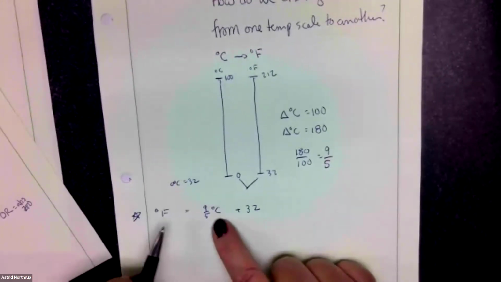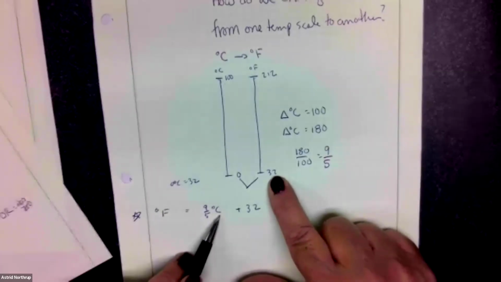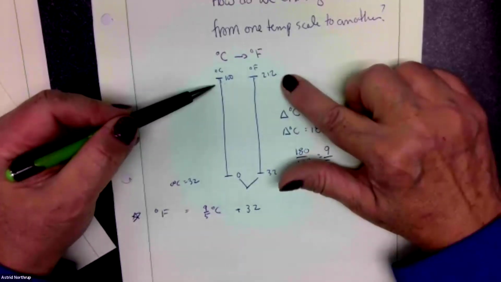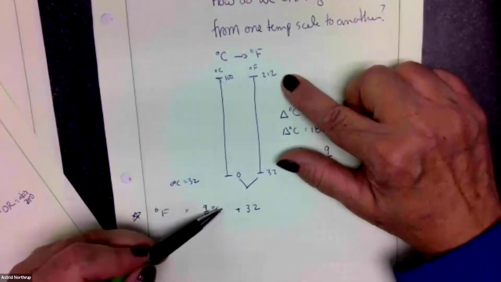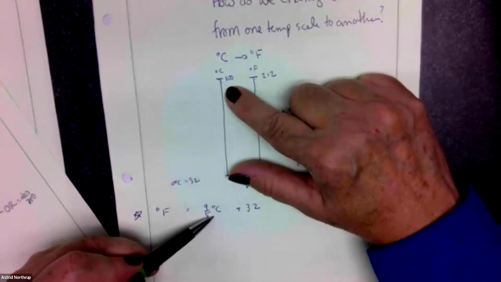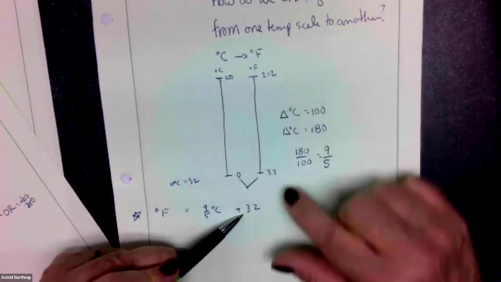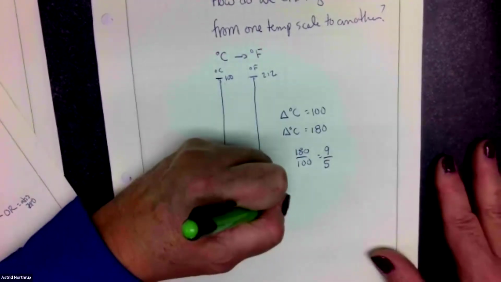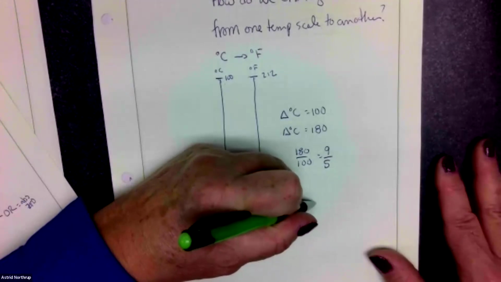Now let's try it out. If we put in 0 here, 0 times 9/5 is 0, plus 32 is 32, that number works. Let's check our upper point. 9/5 times degrees centigrade, 9/5 times 100 is 180. 180 plus 32 is 212, so that works, it checks out at both ends of the scale.